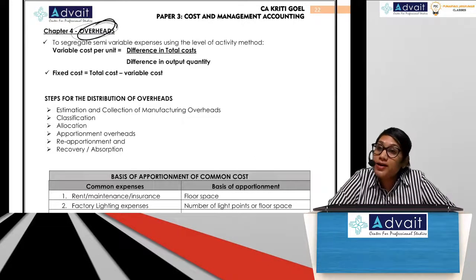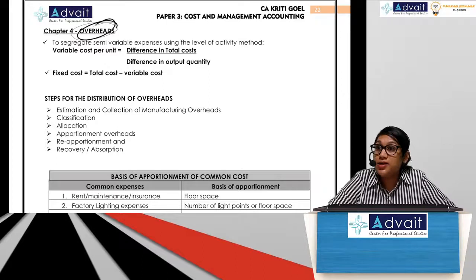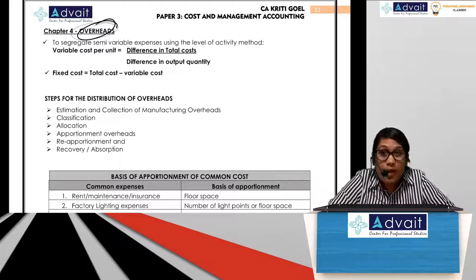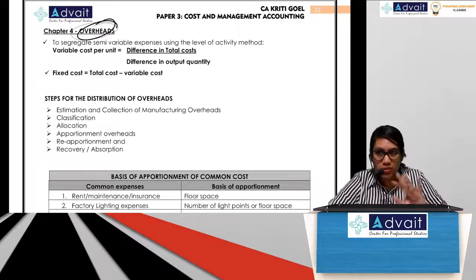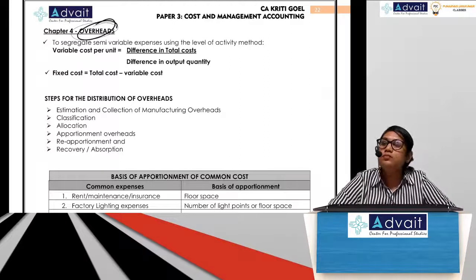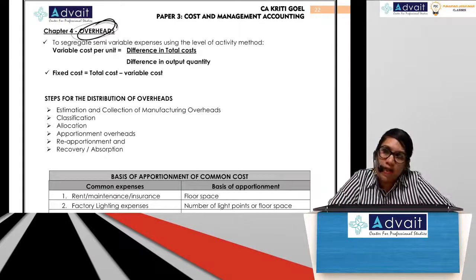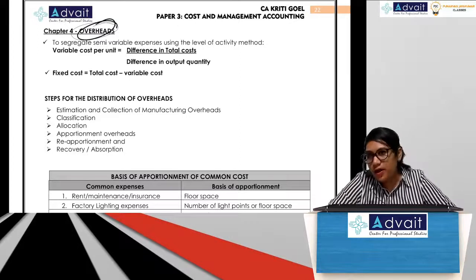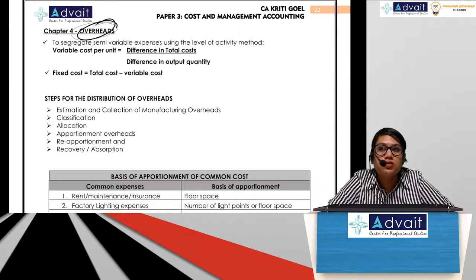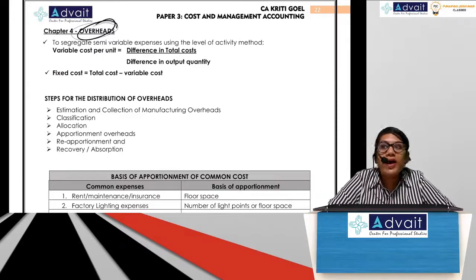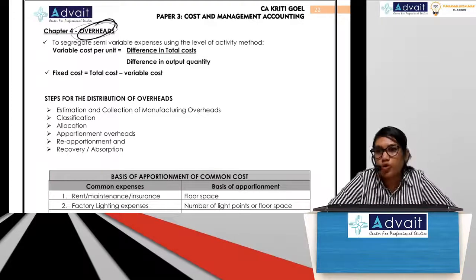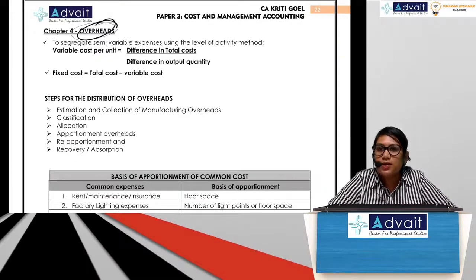All your indirect expenses, that is indirect material plus indirect labor plus indirect other expenses becomes overheads. So overheads could be fixed, overheads could be variable, overheads could be semi-variable. Suppose a semi-variable overhead has been given to you. Then what do you do? You need to split that semi-variable overhead into its variable and fixed component.